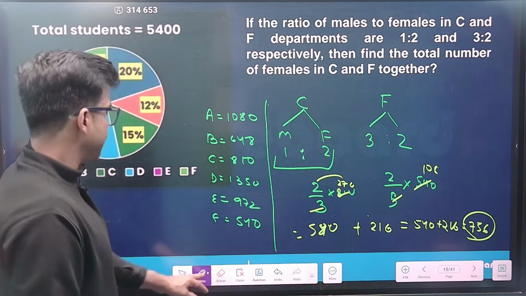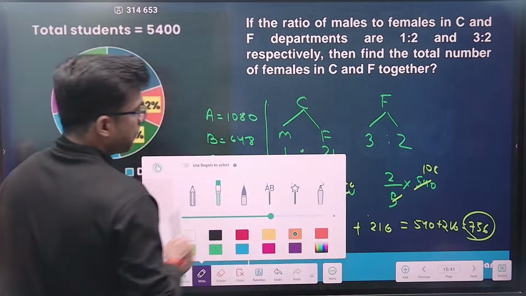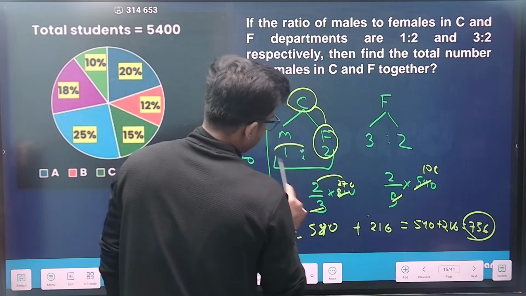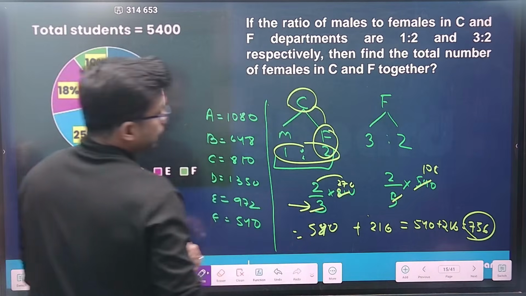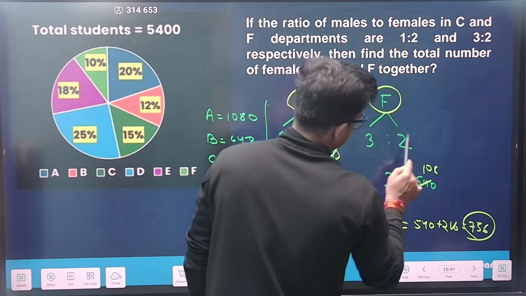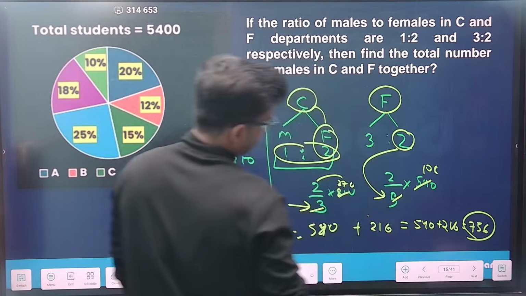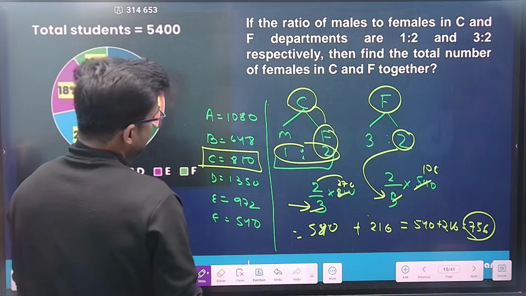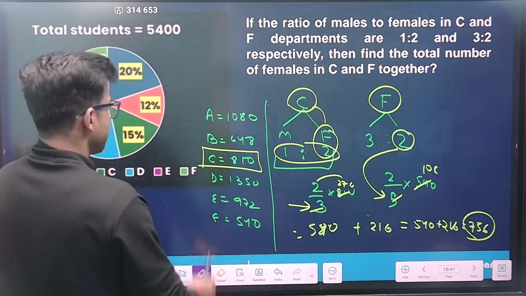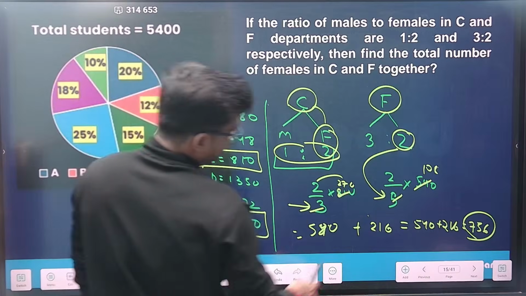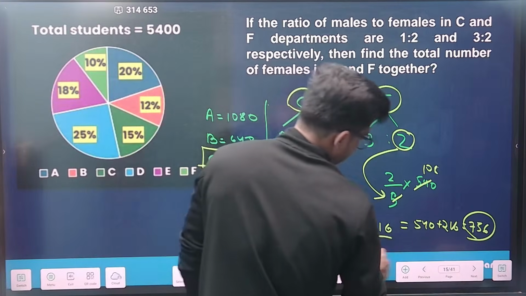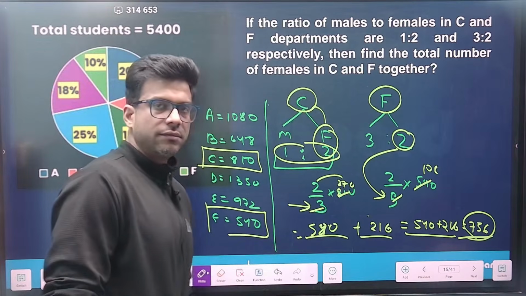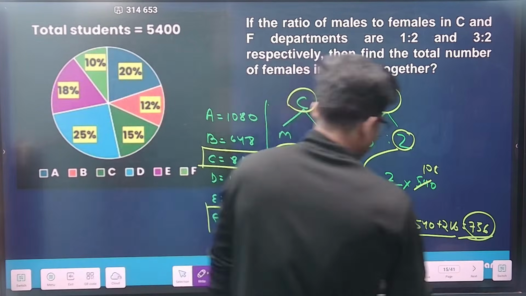Now I think this might be clear. Now let me repeat one more time. For C, the female is 2 out of total, which is 3. For F, the female is 2 out of total, which is 5. And for C, the total students is basically 1,080, and for F the total students is 540. So this would give me 540 and this would give me 216. Adding this gives me 756. I think we have done correct. Fine. Copy that.